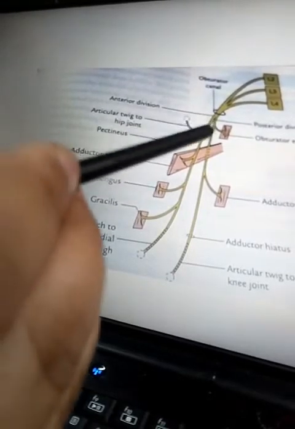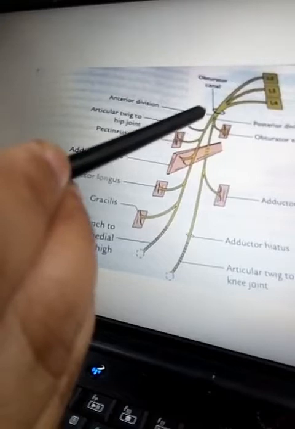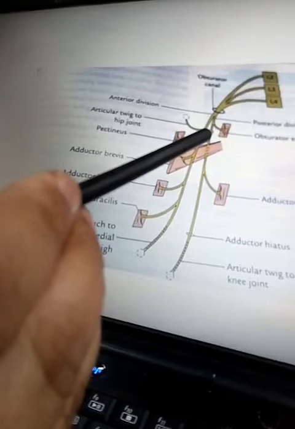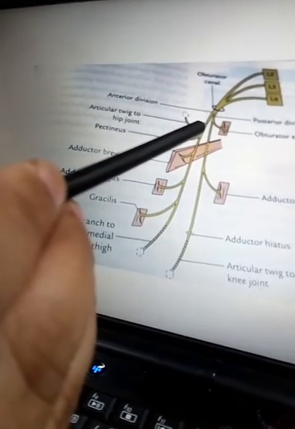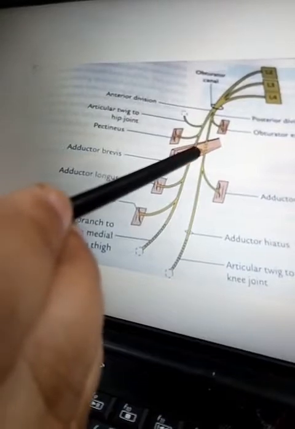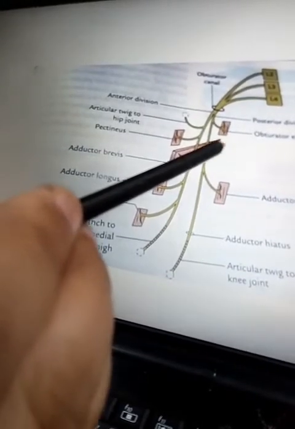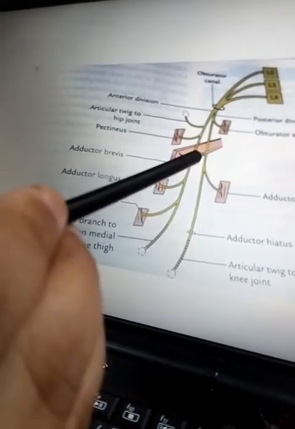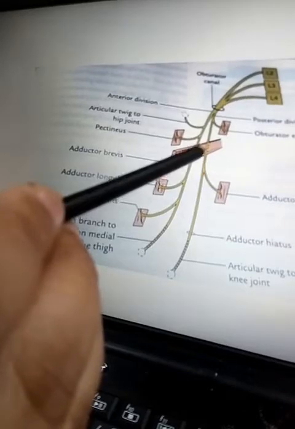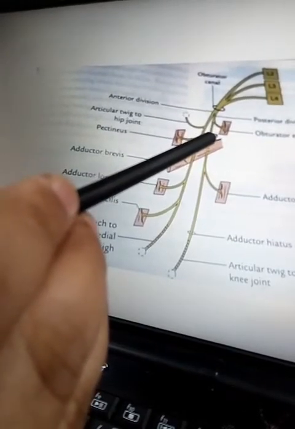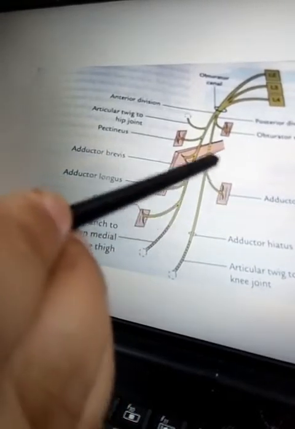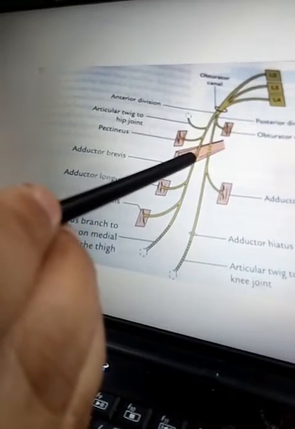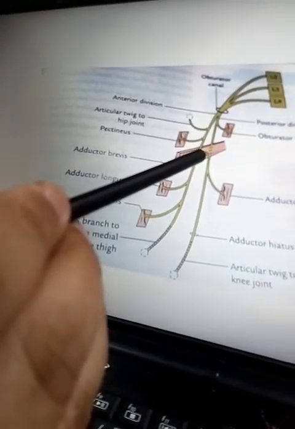Now the posterior division enters the thigh by piercing the anterior part of the obturator externus, which it supplies. It then descends behind the adductor brevis and in front of the adductor magnus. So it is between the adductor brevis and the adductor magnus. It supplies the obturator externus, which it pierces first, adductor magnus, and sometimes adductor brevis. If adductor brevis is not supplied by the anterior division, it is then supplied by the posterior division.